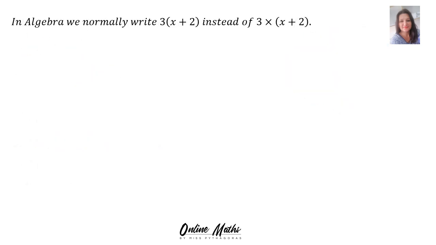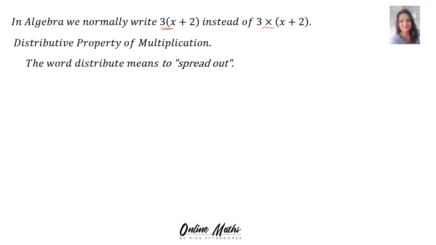In algebra, we normally write 3 bracket x plus 2 instead of 3 times x plus 2. So whenever your number is standing directly next to the bracket, it means multiplication. Now, can you remember the distributive property of multiplication? The word distribute means to spread out. So when I give you 2 bracket x plus 3, this means because the 2 stands directly next to the bracket, you will multiply.